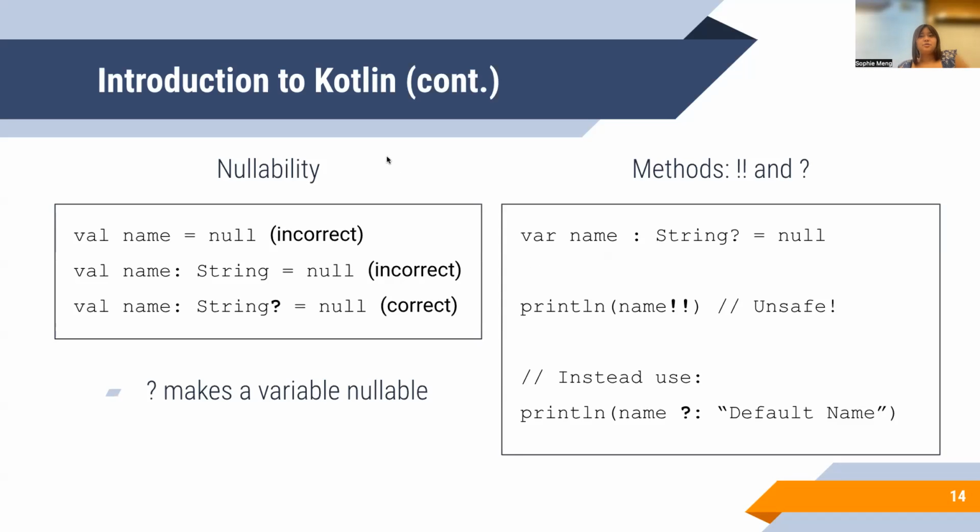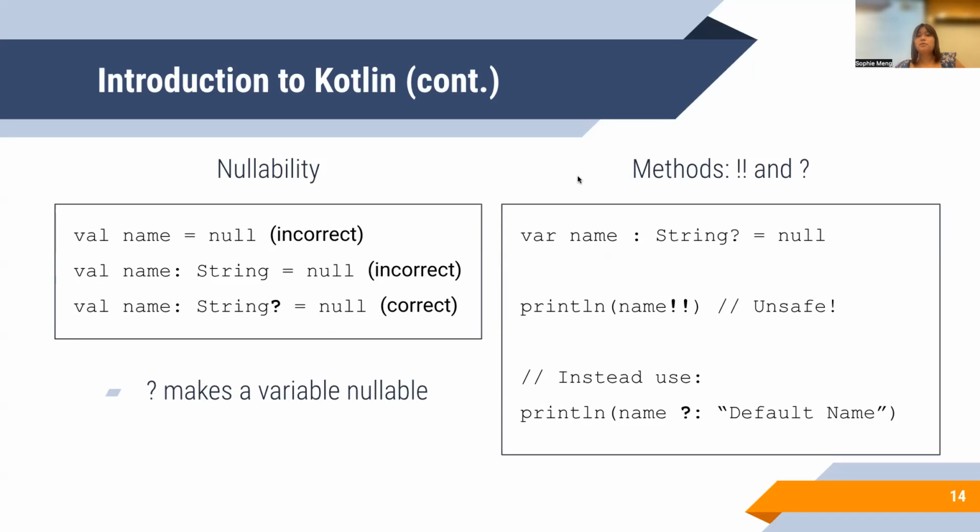Okay, so continuing with the Kotlin intro, nullability. In Java, you can just make a variable null and set it to null whenever you want. But in Kotlin, you need to tell the compiler that this variable can be null. So right here, you can see that these two are incorrect, but once you add this question mark, then you can assign it to be null. You need to mark that this variable can be null, otherwise it's going to give you an error. So this question mark makes a variable nullable.